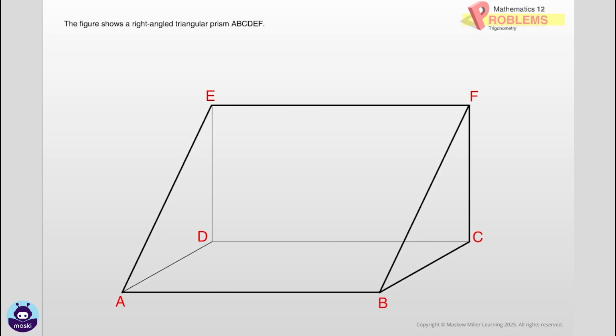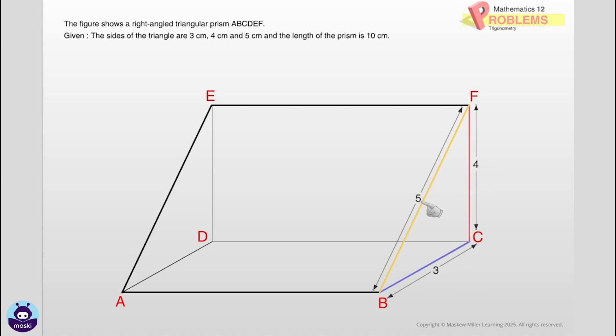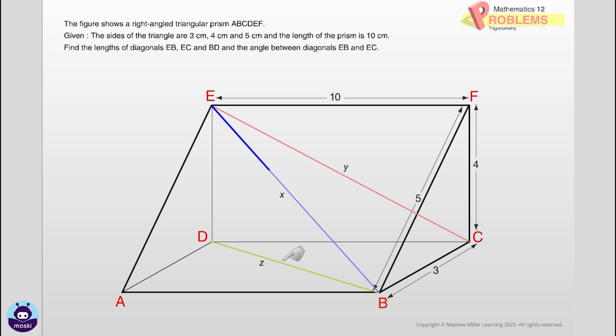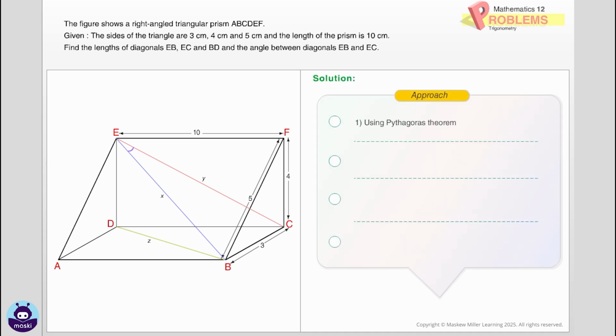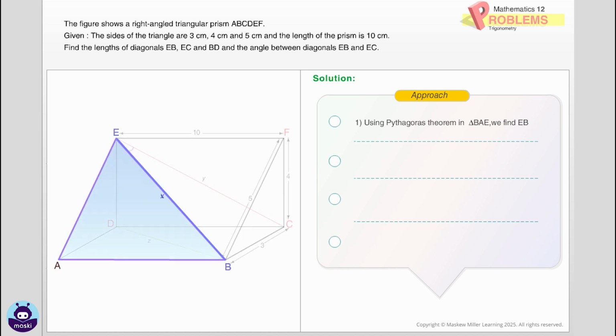Diagonals of triangular prism. The figure shows a right-angled triangular prism ABCDEF. Given, the sides of the triangle are 3 cm, 4 cm, and 5 cm, and the length of the prism is 10 cm. Find the lengths of the diagonals EB, EC, and BD, and the angle between diagonals EB and EC. Solution. Approach. Using Pythagoras' theorem in triangle BAE, we find EB.